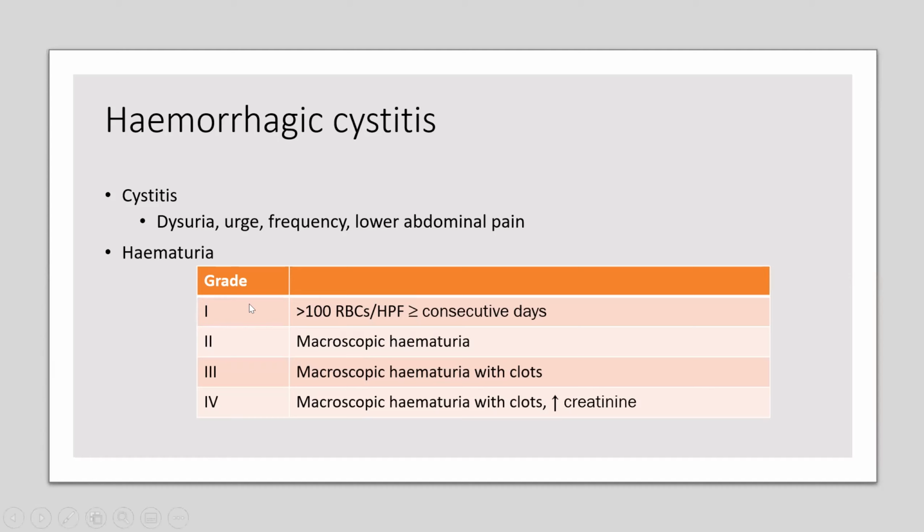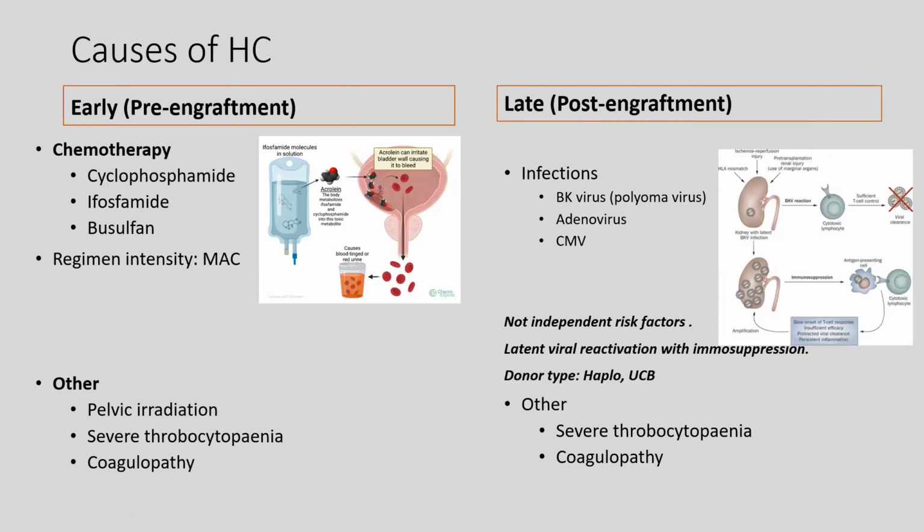The hematuria, when it occurs, must be graded. So it can be graded from grade 1 to 4, depending on whether it's macroscopic. For example, macroscopic hematuria will be 2, macroscopic with clots, and then grade 4 will be macroscopic hematuria with renal dysfunction. So what are some of the causes of hemorrhagic cystitis?